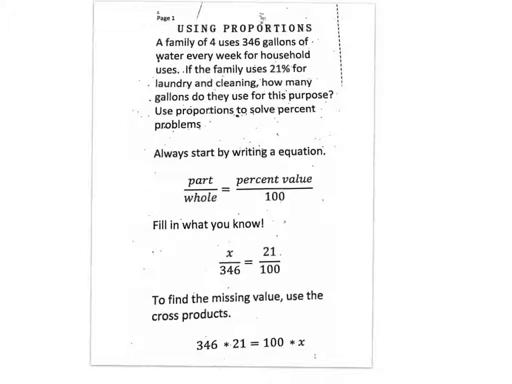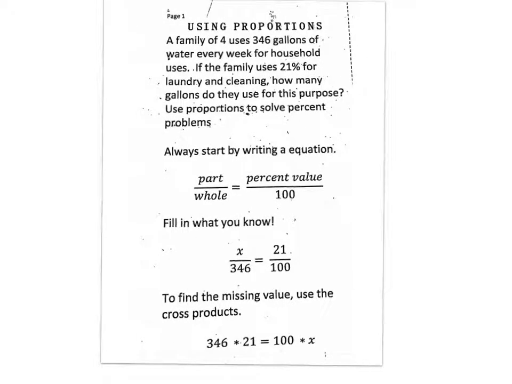When we write an equation, we're going to see that we have this part over whole area, and this percent over 100. If you remember, percent means 100. So the percent value and the 100 go together, and then the part and the whole. Just like a fraction is part of a whole, it's going to go together.